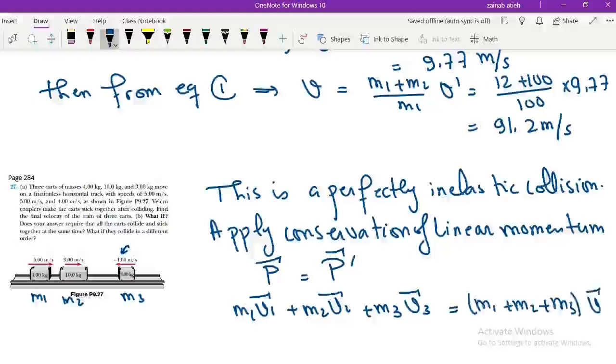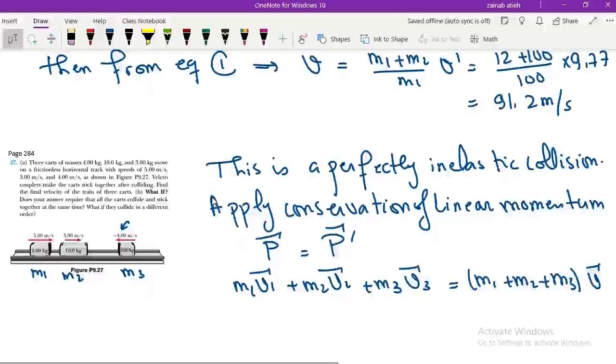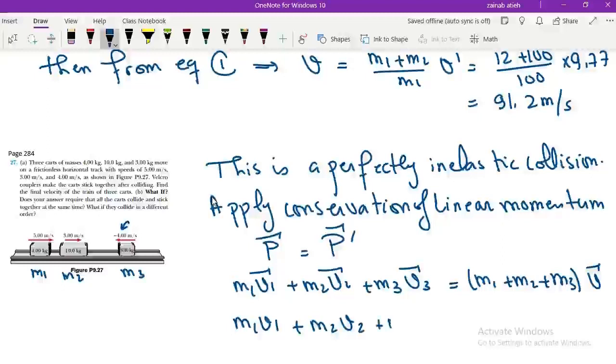I will use algebraic values. When I use algebraic values, I will just remove the vectors and I will consider that V1 and V2 are not the speeds, they are the speed with sign. Okay, the sign is included inside the velocity. M1 V1 plus M2 V2 plus M3 V3 is equal to M1 plus M2 plus M3 times V.